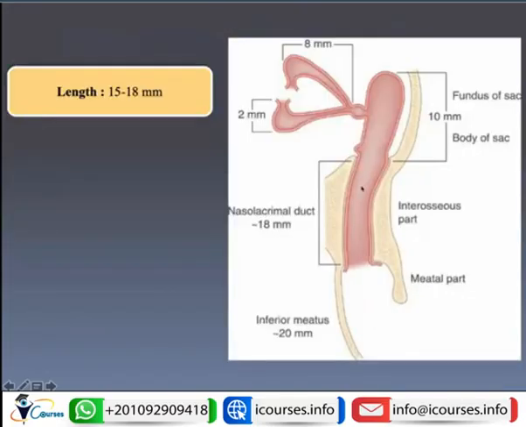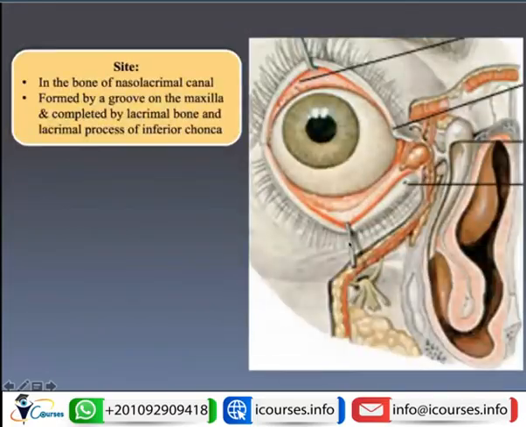It opens at the lateral nasal wall, lateral and below to the inferior turbinate. The length of the nasolacrimal duct is about 15 to 18 millimeters, and there are 3 main bones that share in the formation of the nasolacrimal duct. And this, again, is one of the most common areas of questions. These bones are the maxillary bone, the lacrimal bone, and the lacrimal process of the inferior concha. All these 3 bones share in the formation of the nasolacrimal canal.